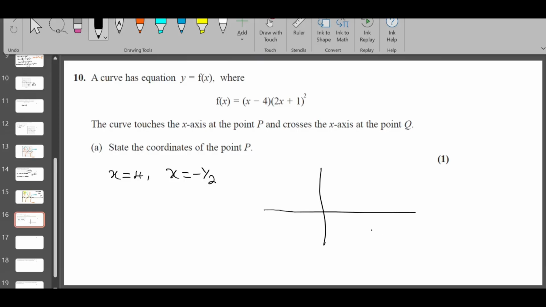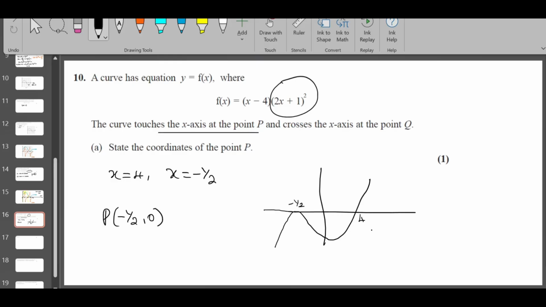If there is a repeated root, the graph will touch the x-axis at the repeated root and cross at the other root. So whenever you have a repeated root, that's where the curve touches the x-axis. It says the curve touches the x-axis at P, so P will be minus half comma 0. They don't want you to find Q here, but Q is 4 comma 0. So the answer here is just write this point, and you'll be given 1 mark.